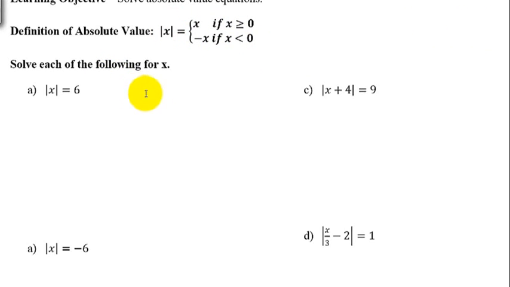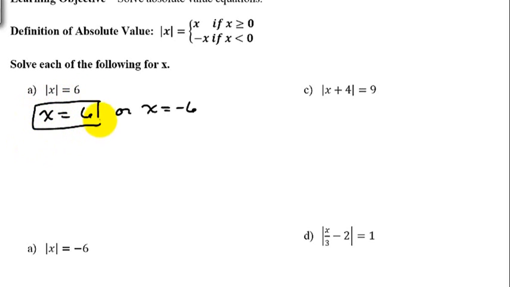So what does this mean when we're solving an absolute value equation? Well, if the absolute value of x is equal to 6, then there are two values that would give us that. Either x has to be equal to 6, or x can be equal to -6. Both of these will give you a true statement when you plug them in for x.